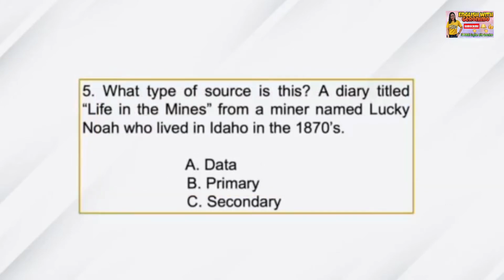Number 5. What type of source is this? A diary titled Life in the Mines from a miner named Lucky Noah who lived in Idaho in the 1870s. A. Data, B. Primary, C. Secondary.